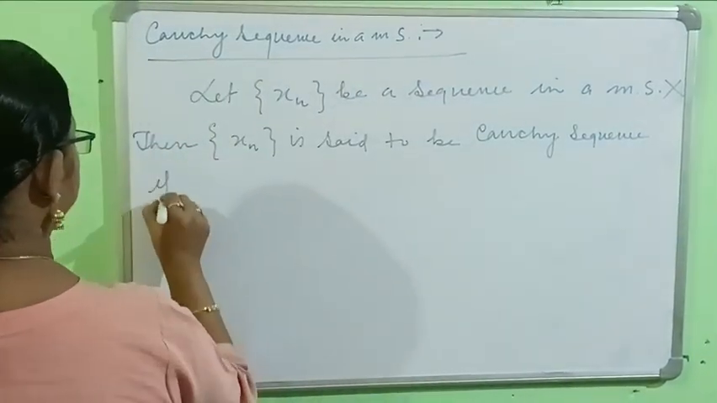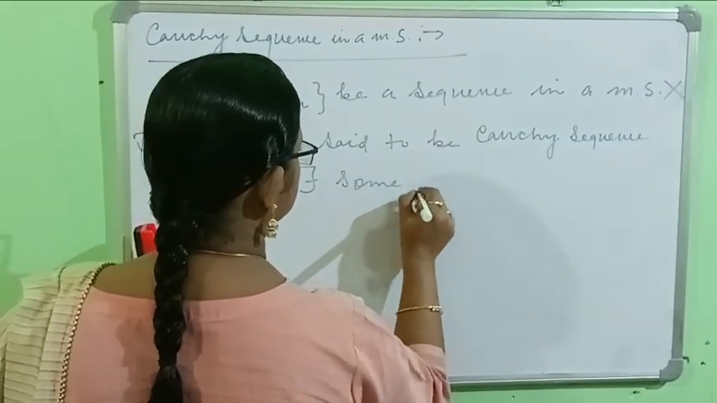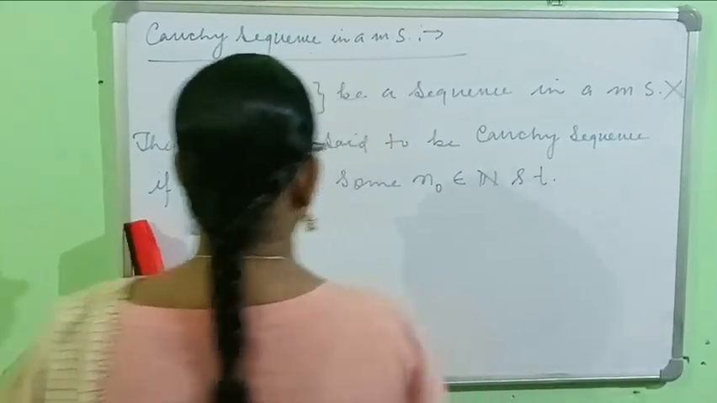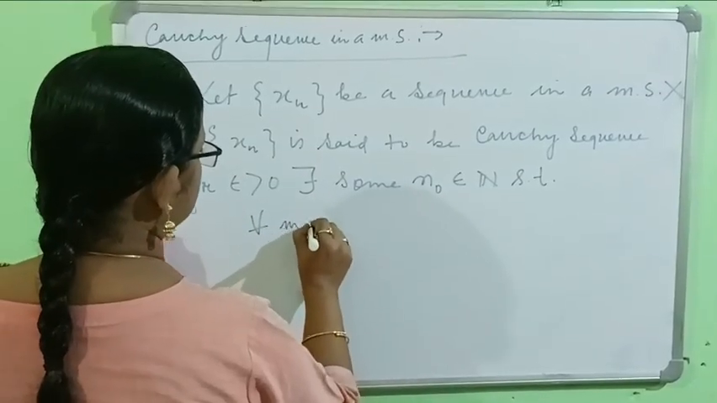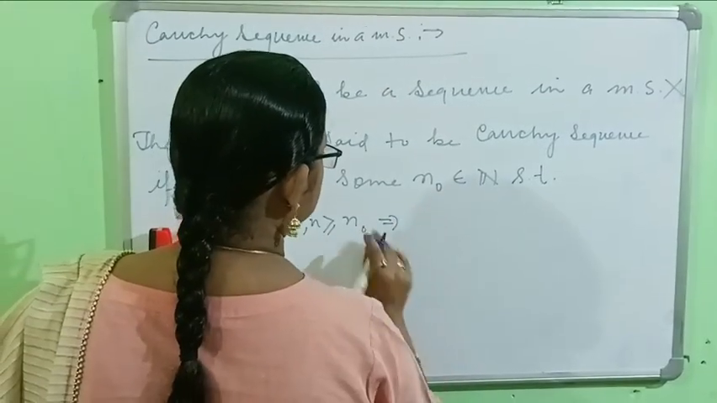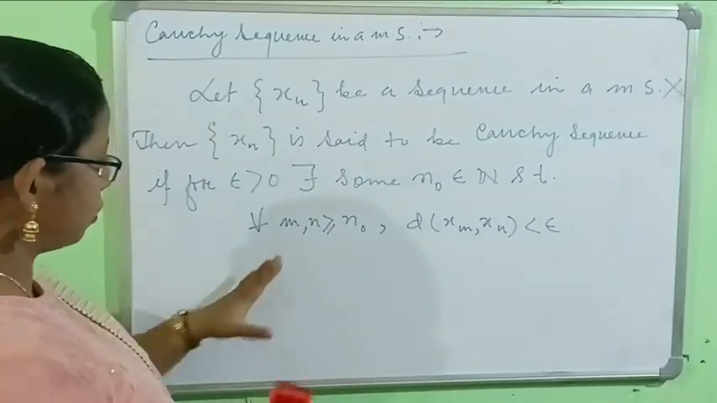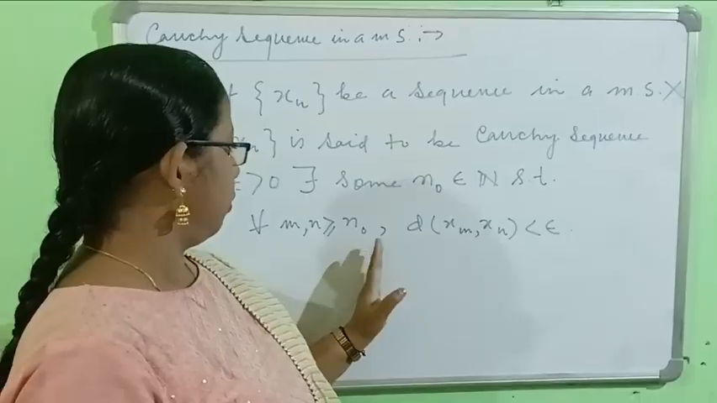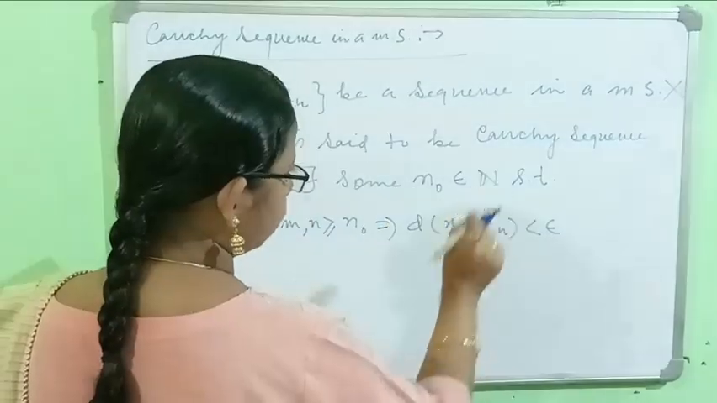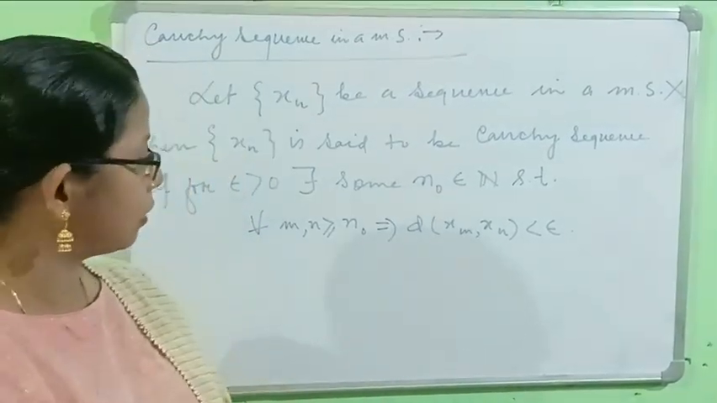if for epsilon greater than 0 there exists some natural number n naught belonging to N such that for all m, n greater than or equal to n naught, the distance between xm and xn is less than epsilon. That is, after some m, n greater than or equal to n naught implies the distance between xm and xn is always less than the arbitrary positive number epsilon. Then the sequence xn is said to be a Cauchy sequence.